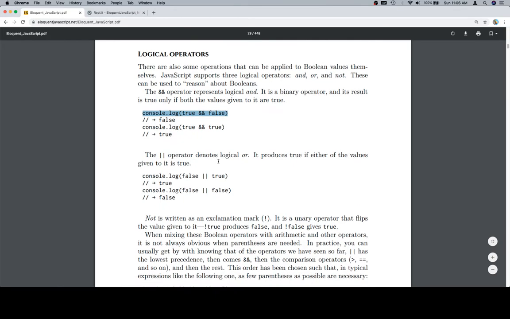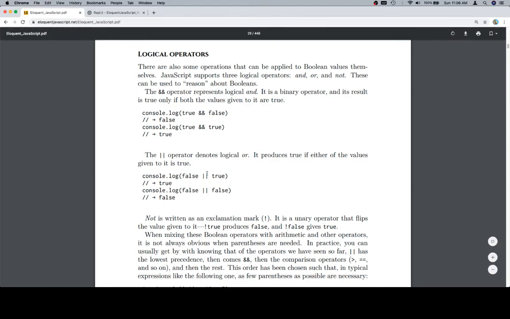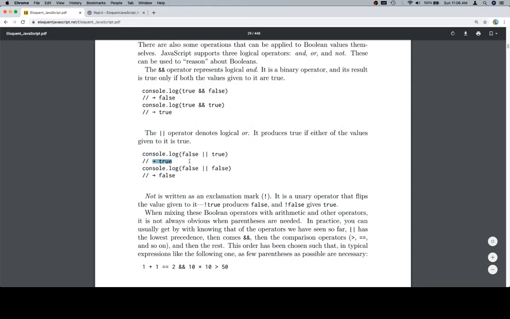The pipe operator denotes logical OR. And I don't know, I just call these pipes, mainly because I heard somebody else call them pipes at some point. The pipe operator denotes logical OR. You'll never hear anybody call it the pipe operator, though. I think they just call it pipes, or they just call it OR. It produces true if either of the values given to it is true. So false or true, one of these is true, so the result's going to be true. Console.log false or false, now neither of these are actually true because they're both false, so we get false.